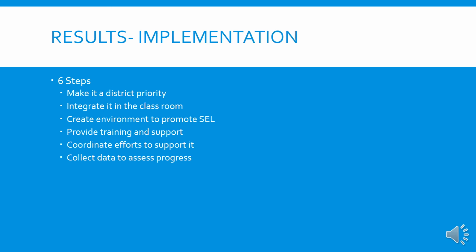So, implementation. There are 6 steps that are recommended for implementation. The first is to make it a district priority. When you make SEL a district priority, or you make any initiative a district priority, it takes on a certain amount of meaning. And because it takes on that meaning, people are more likely to want it to succeed.